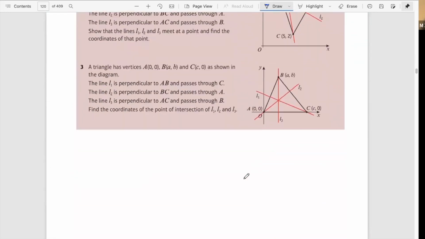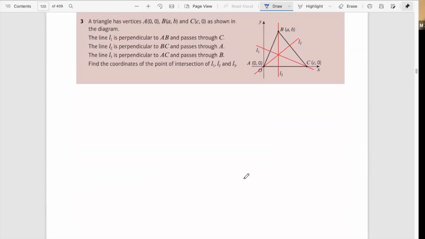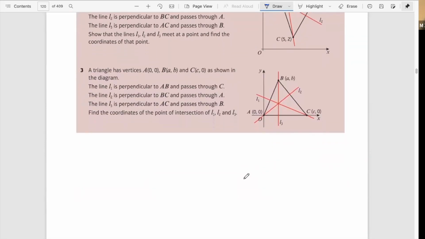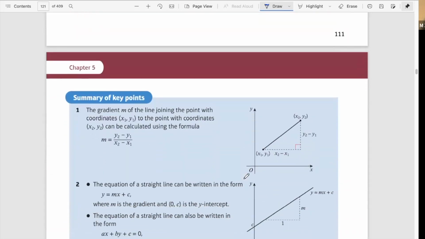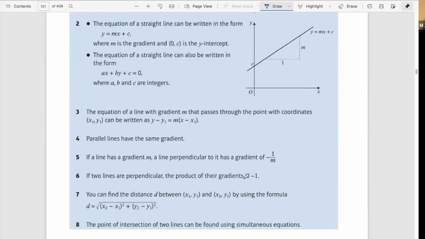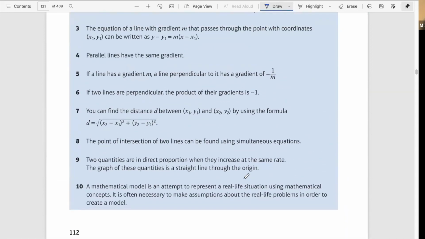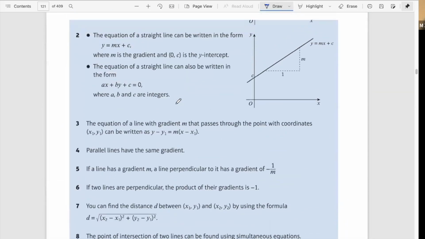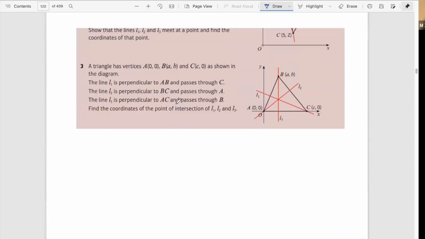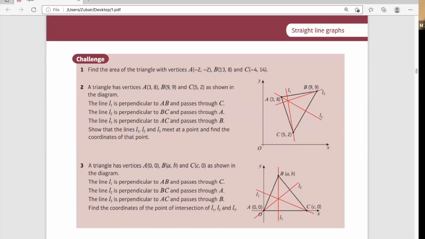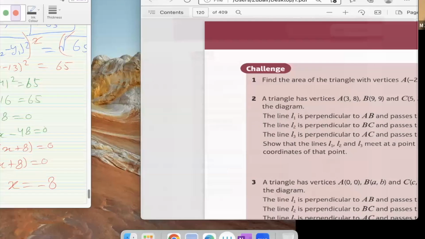I'm actually looking for the questions to find the area. And this is it. Okay, let's see what this is. This was the question: find the area of the triangle with vertices this, this, and this. So I'm going for a sketch.